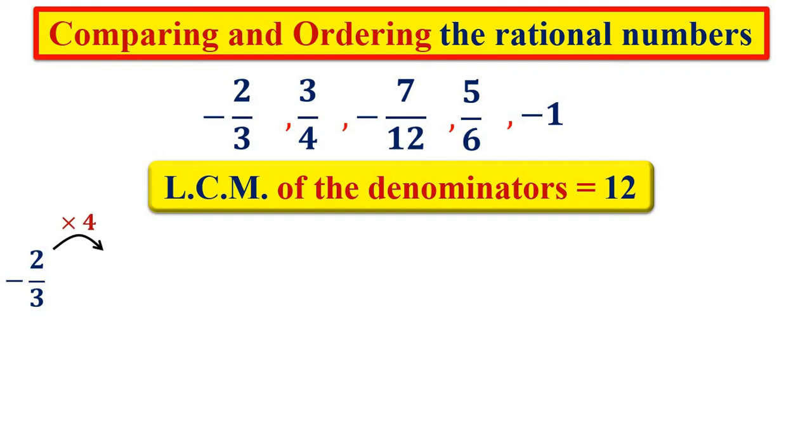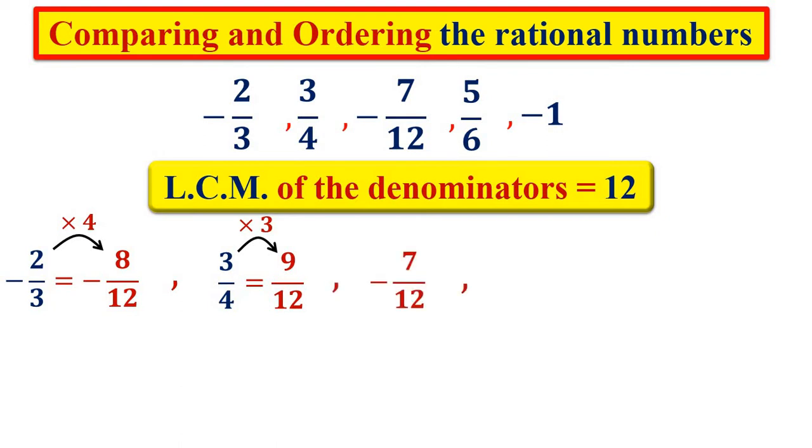In the first fraction, we multiply by 4 up and down to get negative 8 over 12. And the second fraction, multiply by what, to get 12 in the denominator? Okay, multiply by 3 up and down. It will be 9 over 12. And the third fraction as it is. Fourth fraction, we multiply up and down by what? Excellent, by 2. It will be 10 over 12. And the last one, negative 1, is a whole number, so it will be negative 12 over 12.